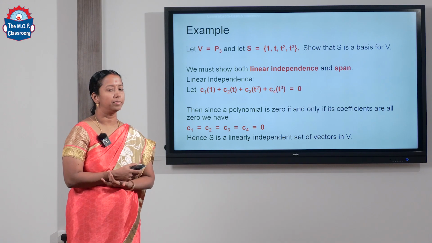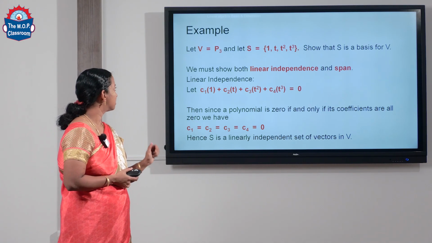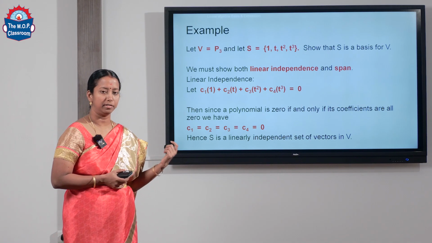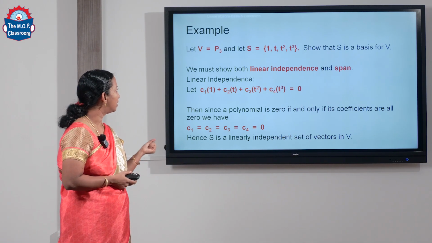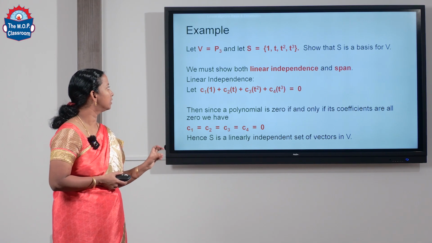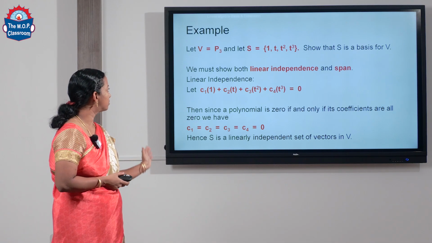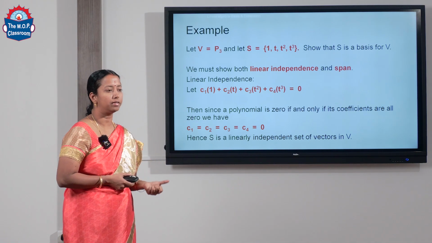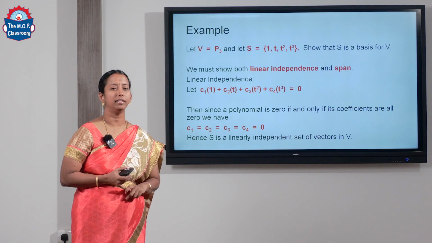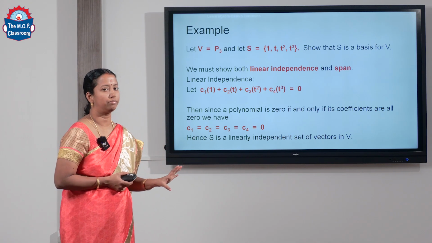Next is an example to find the basis. Let V equal P3, which means polynomials, and S equal to 1, t, t square, t cube. Then we have to show that S is a basis for V. So we must show both linear independence and span. To find the basis we have to find the linear independence and span of the vectors.